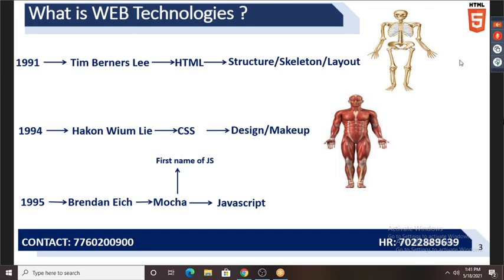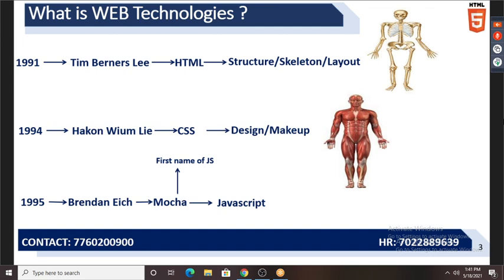So why did they introduce JavaScript? Clearly observe here. If you see some websites, images will be scrolling. When you scroll your page, some animations will come. When you click on a button, a drop-down menu will come in the navigation bar. Have you observed this?